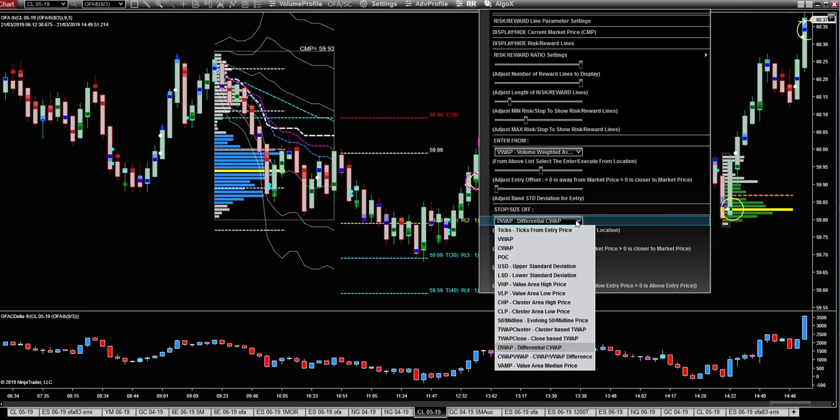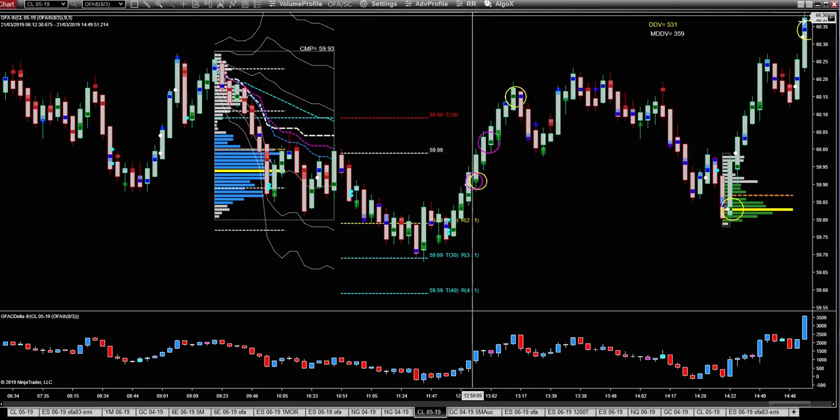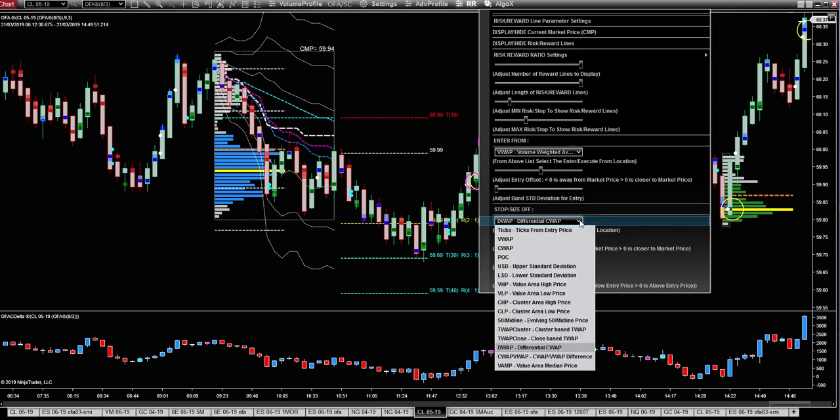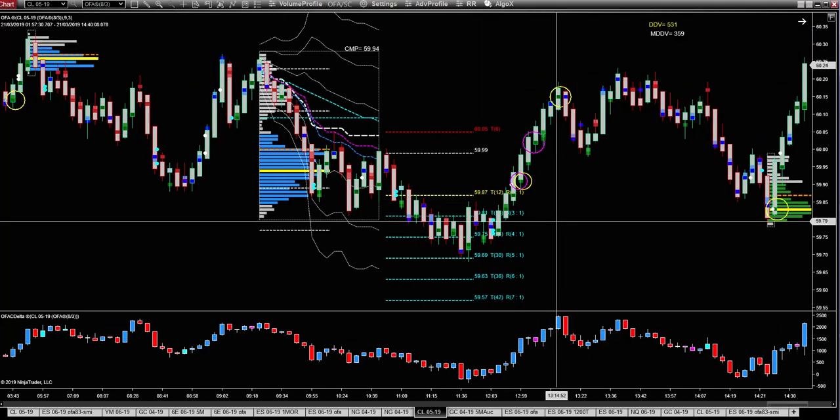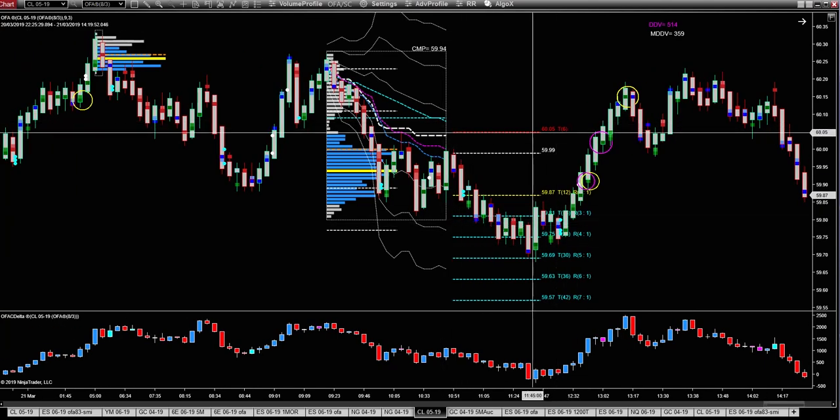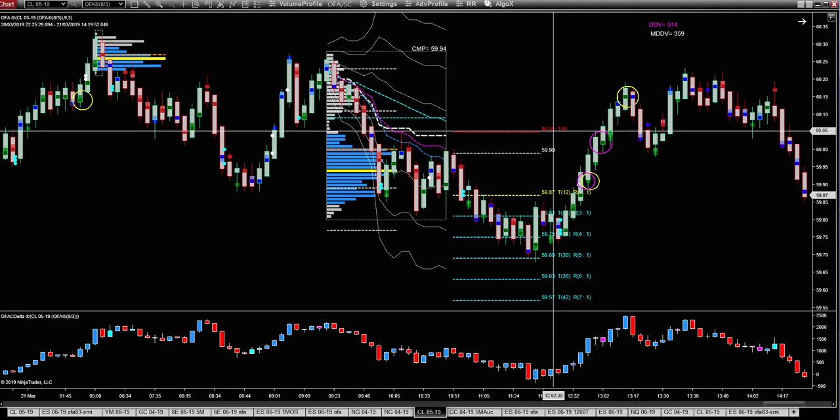The stop size is set to the DWAP, which is one of these elements at the bottom here, and I've set this to 1 tick behind. If I wanted to adjust this to the 50, which is the dashed white line, you can see that this is automatically recalculated, and now we've gone from having 10 ticks of risk to 6 ticks of risk.